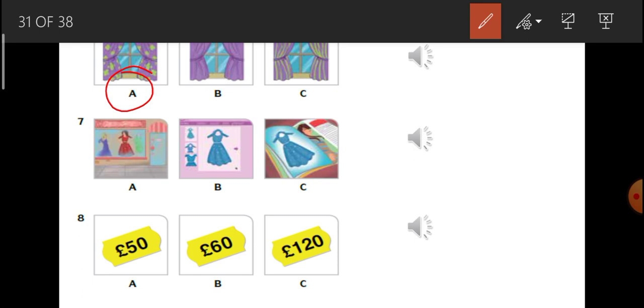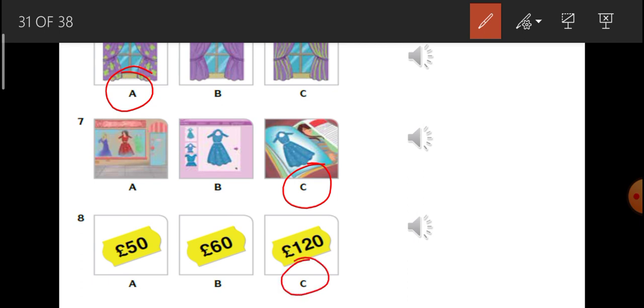7. Where had the woman seen the dress? She had seen it in a magazine. C. She saw it in a magazine, but she didn't get to find it, alright? So she was hoping to look for it online. But she had seen it in a magazine, so the answer is C. Number 8. What was the original price of the trainers? The answer would be C, $120.